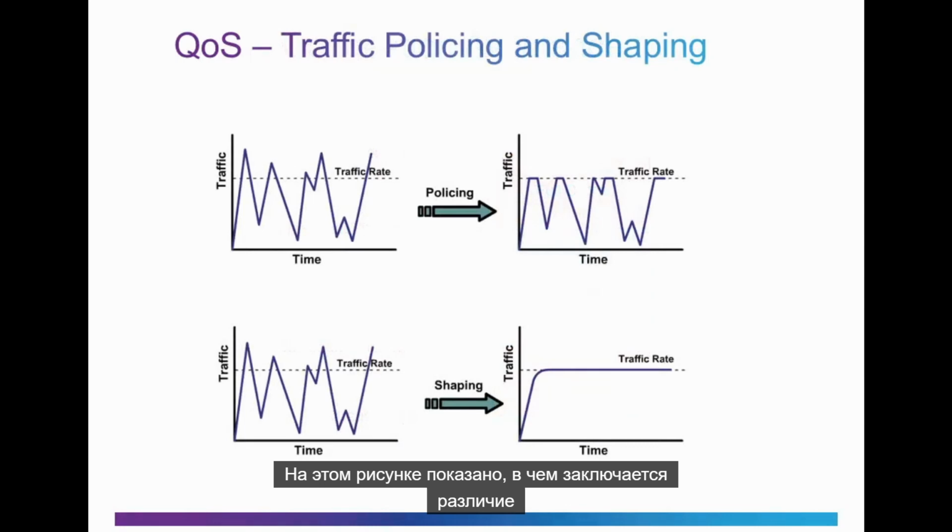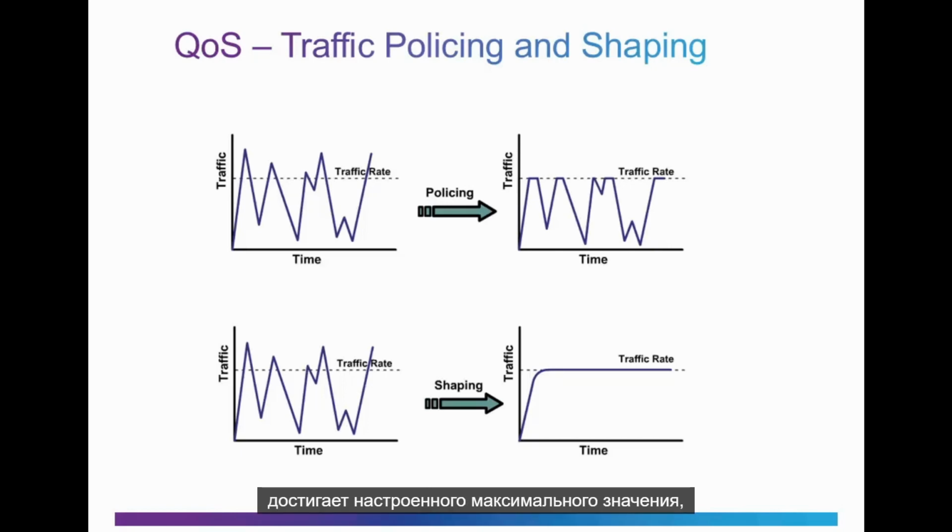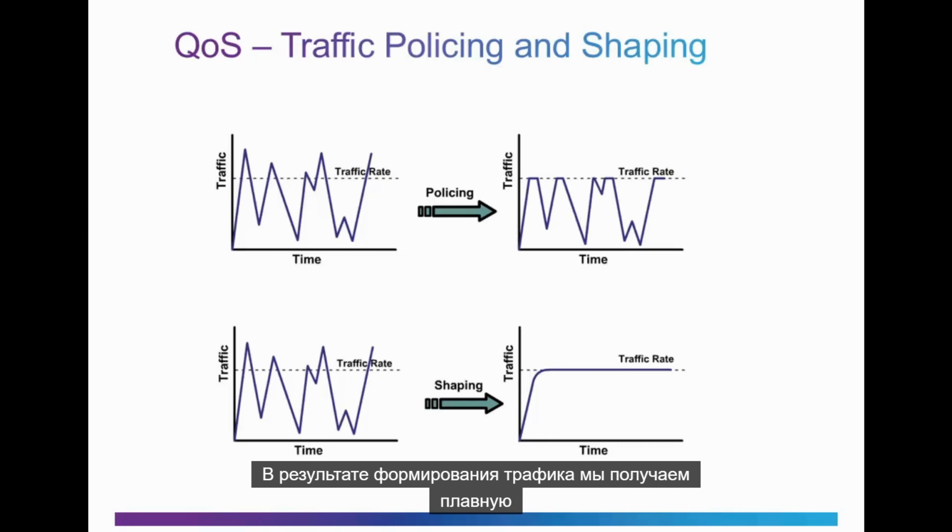In this image, you can see the difference between traffic policing and traffic shaping. In traffic policing, when the traffic rate reaches the configured maximum rate, excess traffic is dropped. The result is an output rate that appears as a sawtooth with crests and troughs, as shown in the graph at the top. With traffic shaping, excess packets are retained in a queue and then rescheduled for later transmission over increments of time. The result of traffic shaping is a smoothed packet output rate, as shown in the bottom graph.